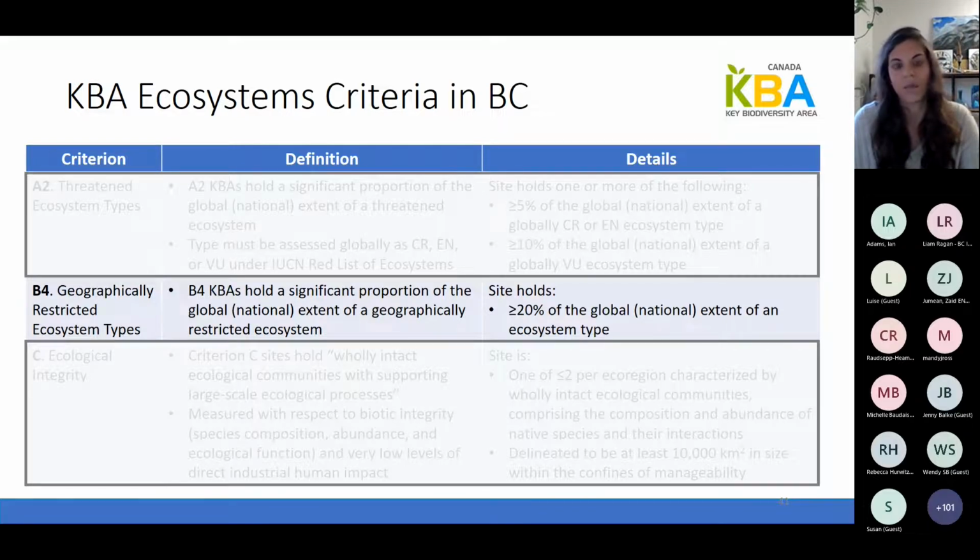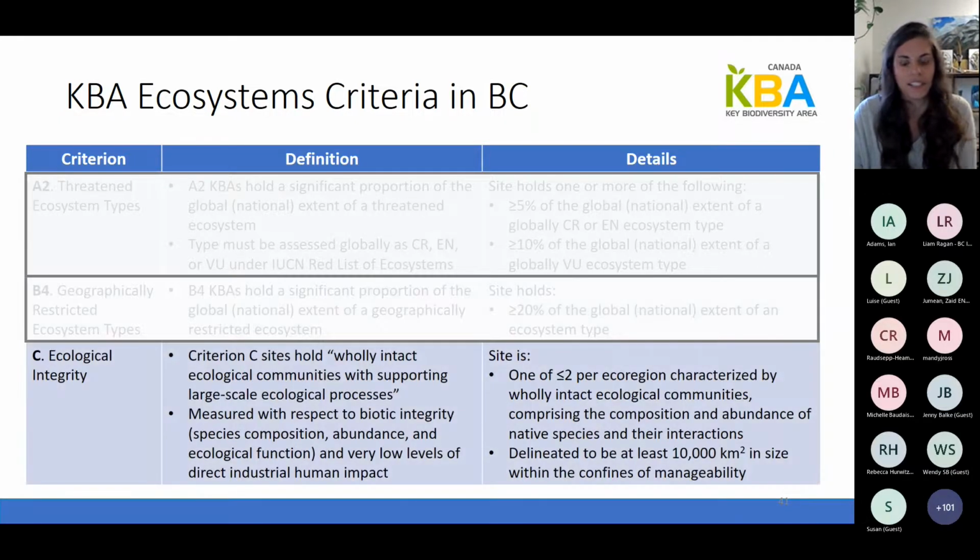So it doesn't have to be red listed, but your site needs to hold a larger proportion of this particular ecosystem type. The third ecosystem criterion is Criterion C. This one's a little bit different because it's a focus on ecological integrity. So that's somewhat of a broad term and sometimes a vague term to define, and there's always challenges with that kind of definition.